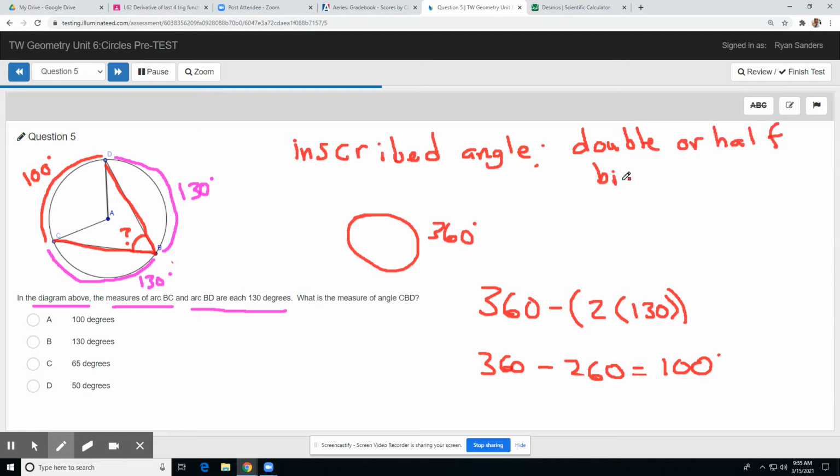Double is the big one. Half is the small one. So when we look at here, they gave us the 100, and we're trying to find this angle right here. So this is the small one right here. So we're trying to find the small one. That means it's the half idea.